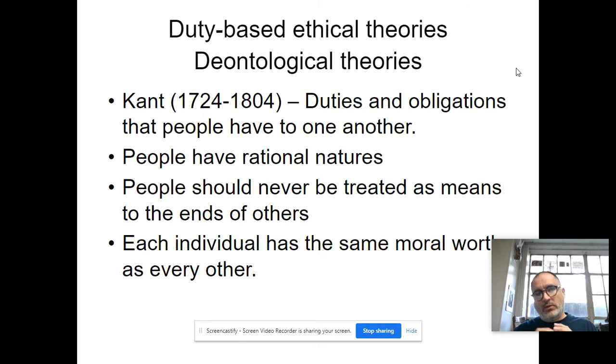Then there are deontological theories, which are duty based. This is a fancy word for duty based ethical theories. And Kant is kind of the father of these. This is premised on the idea that we have rational natures, that we think rationally, that we behave rationally, and that generally all people have the same moral worth. In other words, my value is no greater than your value, and your value is no greater than that person's value. And so, as everyone has equal value, and everyone is rational, then the ethics that we carry out, the ethics that we live with, should follow that pattern.